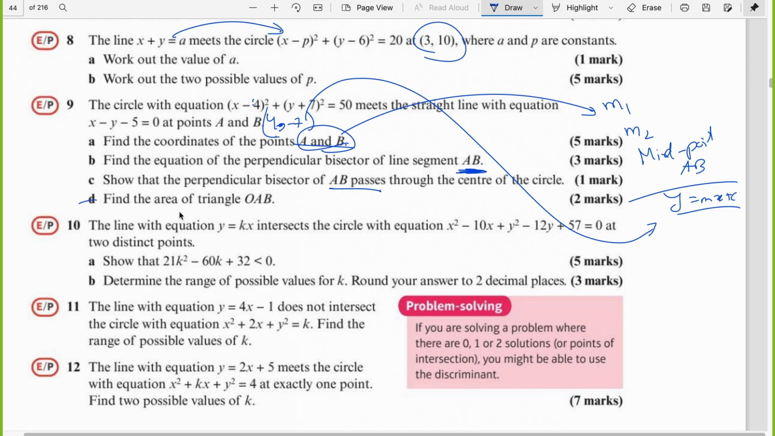The last part says find the area of triangle OAB. We have the coordinates of A, we have the coordinates of B, we have the coordinates of O. So suppose these are the points. Suppose A lies here, B lies here. So we'll be able to use 1/2 base times height and find the area of the triangle.